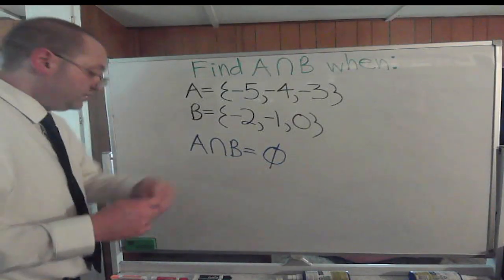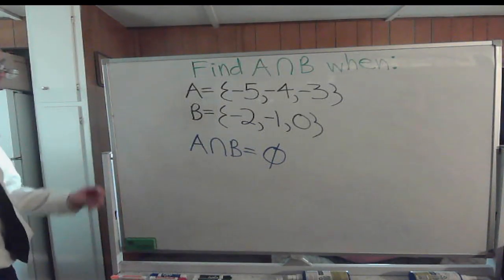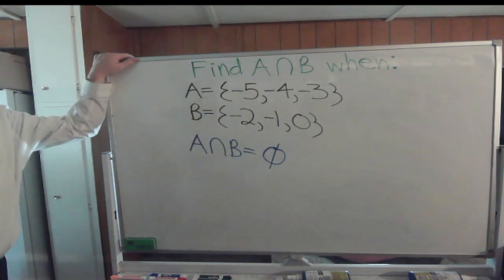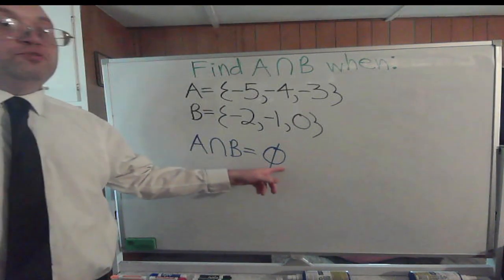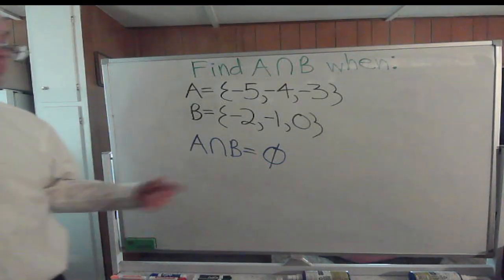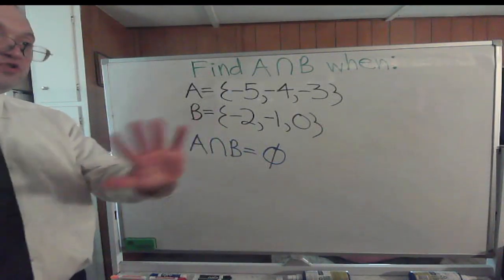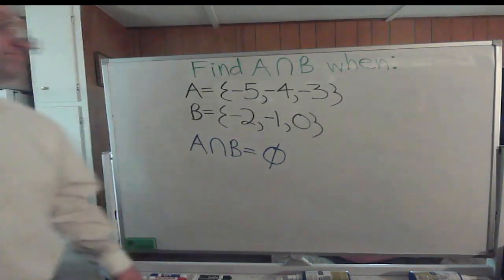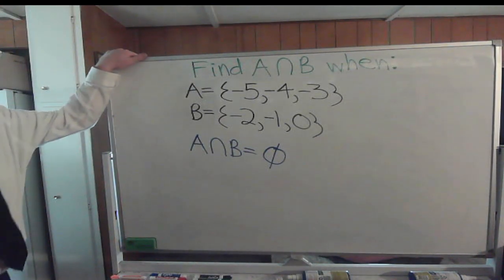Empty set, disjoint set, they both mean the same thing. So you get absolutely nothing for that. So you want to avoid saying 0 because then it looks like that's actually a number that's in common. You want to make sure when you're doing the empty set, you draw your circle with that line through it to denote the empty or disjoint set.